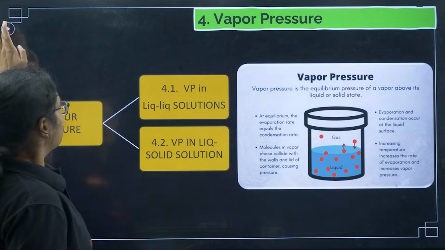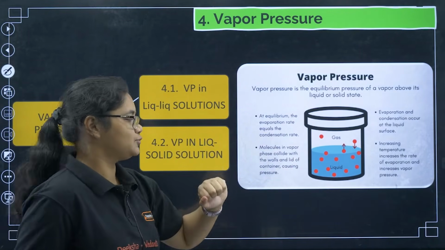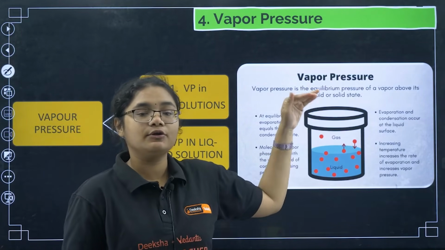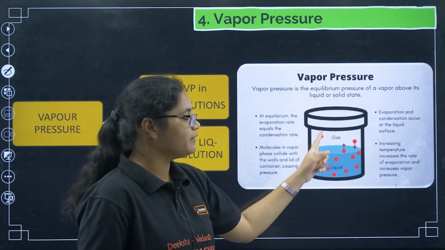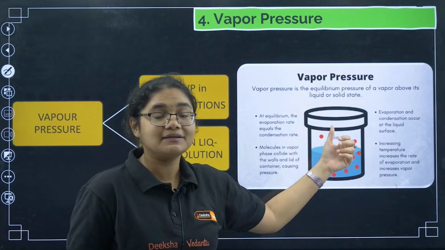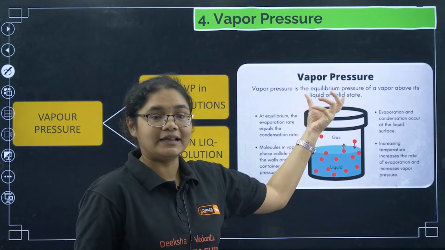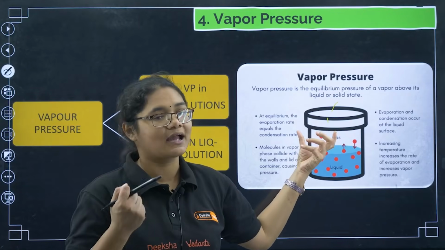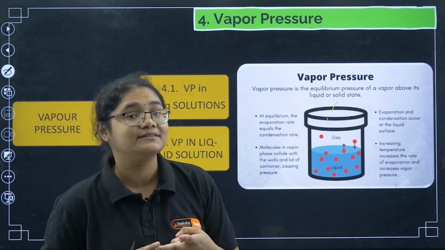Now we will move to a new concept, that is vapor pressure. So what is vapor pressure? First let us understand. Whenever you have a closed container with some liquid in it, the liquid will evaporate. At the same time the vapors cannot escape out because the container is closed. So what will happen? The vapors will hit the container and then again condense. So there are two processes happening here, evaporation and condensation, right?